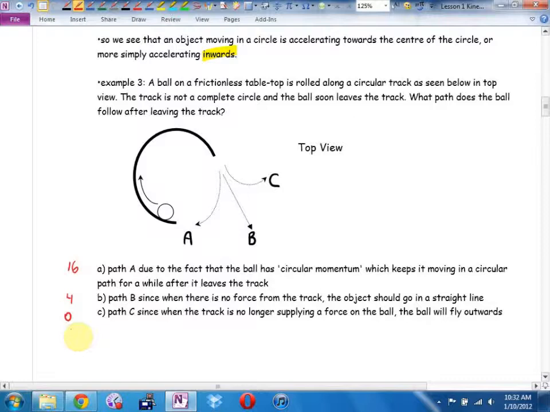Or if I cut the string when it was right here, Mitsu, they'd hit you in the head. Or Emily. They don't want to keep going in a circle. You have to apply a force to move them in a circle. So if these wouldn't keep going in a circle when I cut a string, does that help you revise your answer, what you think might be the correct answer for this track, A or B or C?